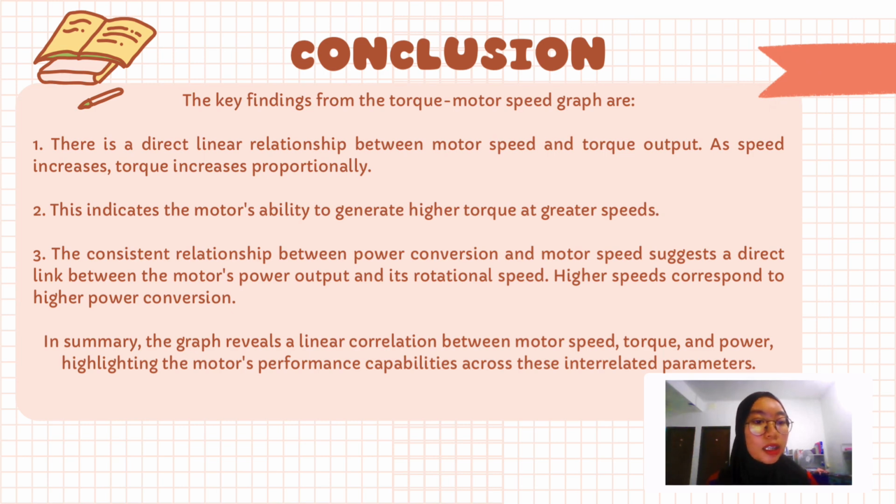Third, the consistent relationship between power conversion and motor speed suggests a direct link between the motor's power output and its rotational speed. Higher speed corresponds to higher power conversion. In summary, the graph reveals a linear correlation between motor speed, torque, and power, highlighting the motor performance capabilities across these related parameters.